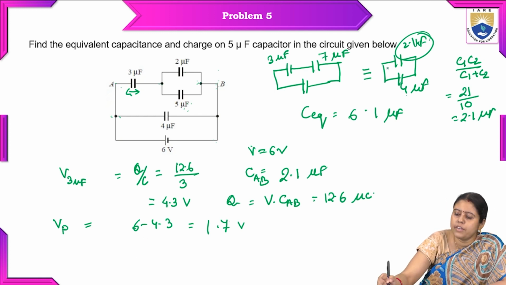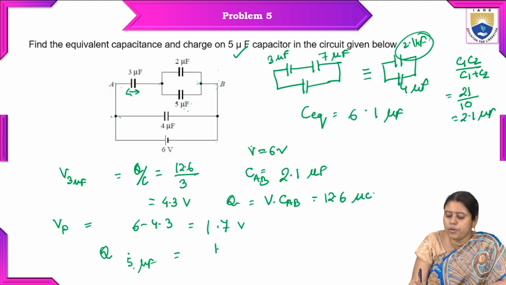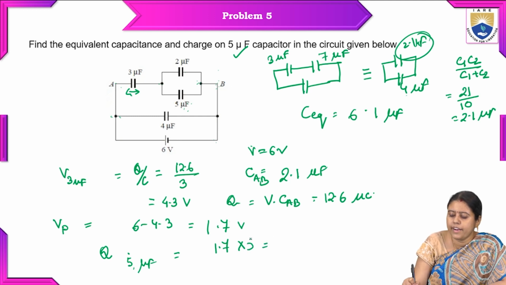So what is the voltage across the 5 microfarad? This is the 1.7 volt. So the charge across the 5 microfarad is voltage into capacitance, and we are getting the value. What is the value?